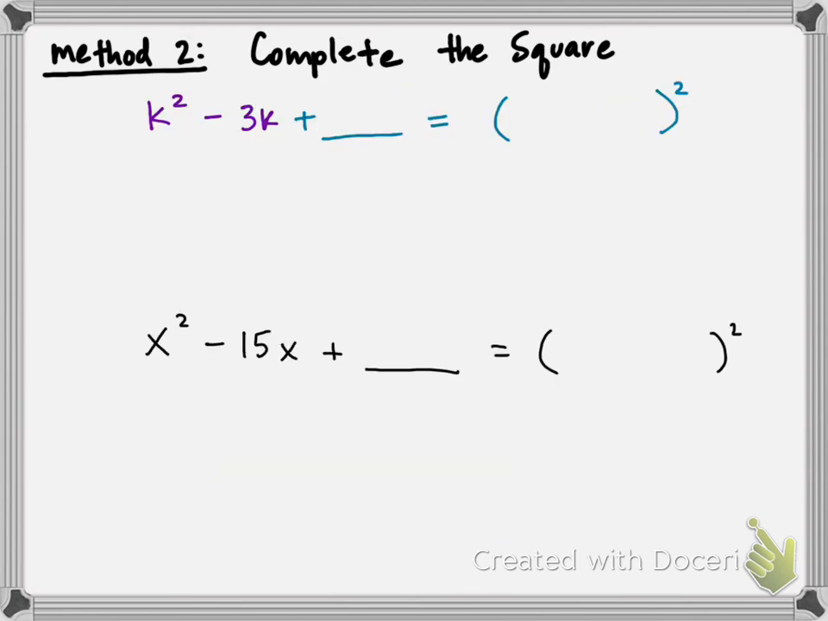Next example. Say I give you k squared minus 3k plus blank equals something squared. Well, what we want to do is, again, take this b value, -3, divide it by 2, and square it. This is why I did some fraction review of squaring fractions. So we're going to take -3, multiply by -3, you get 9, and take 2 multiplied by 2, and you get 4. So we're going to add 9/4. When we factor that trinomial, it would be (k minus 3/2) quantity squared.